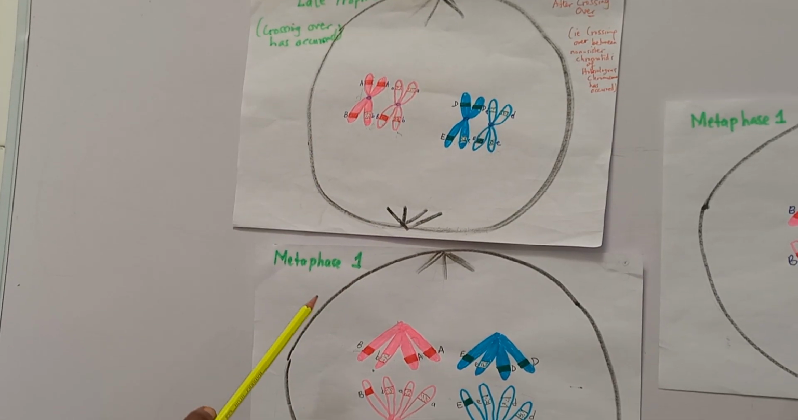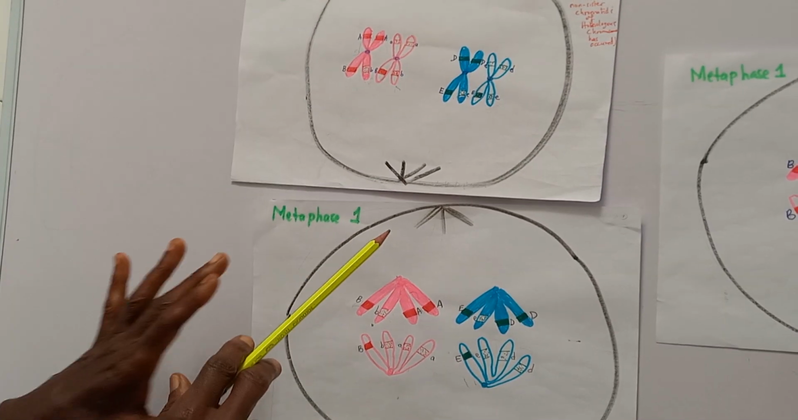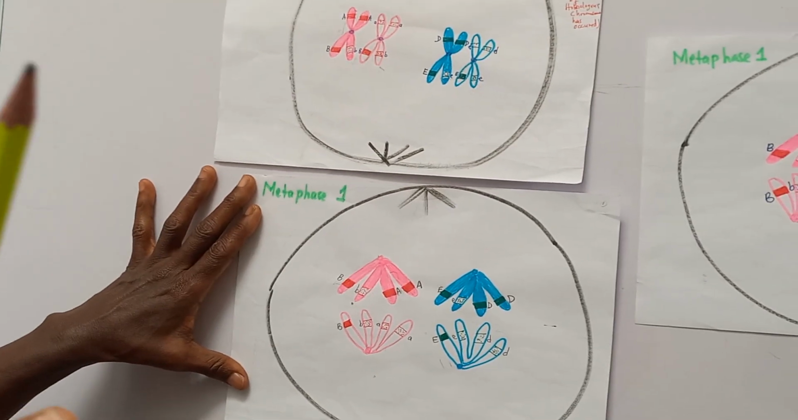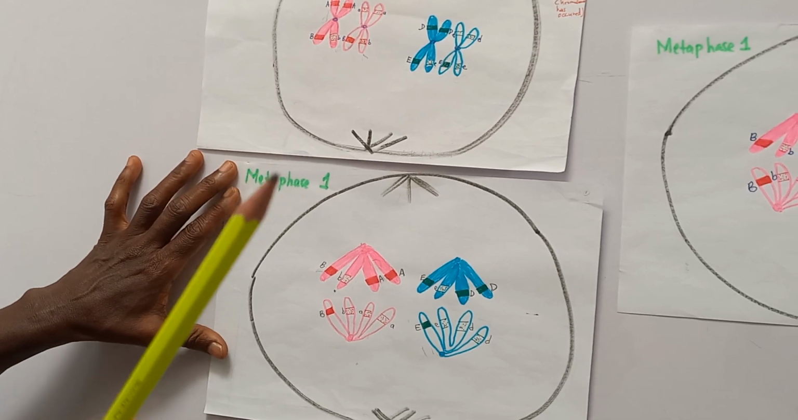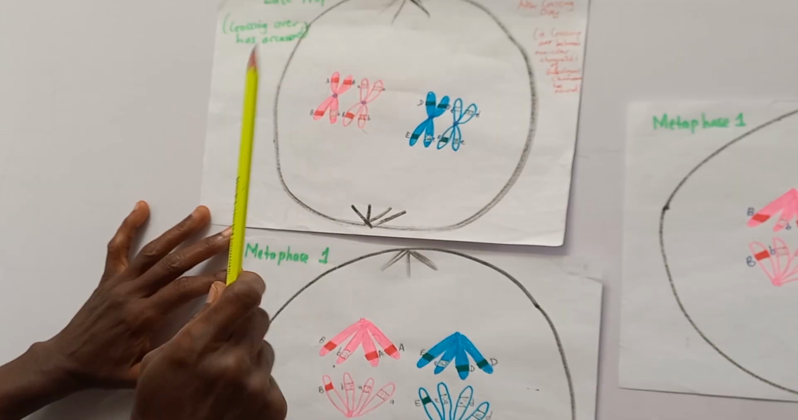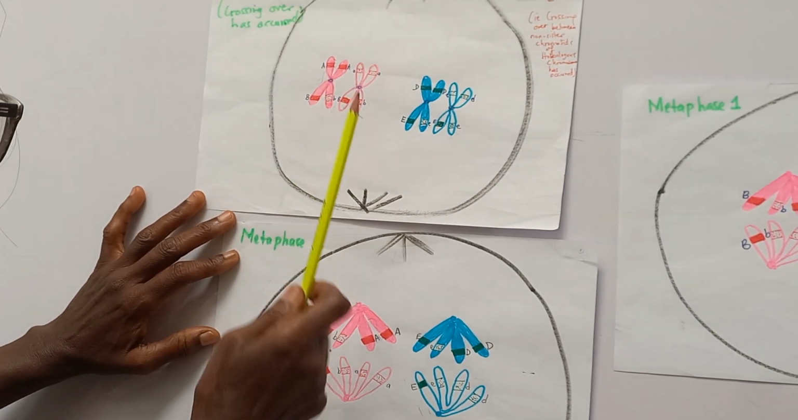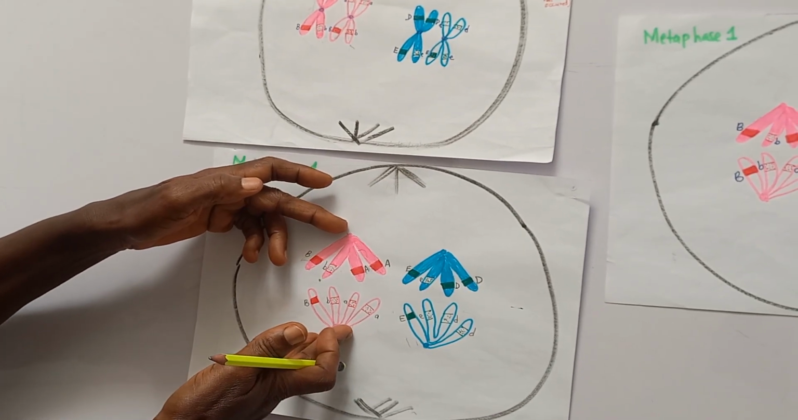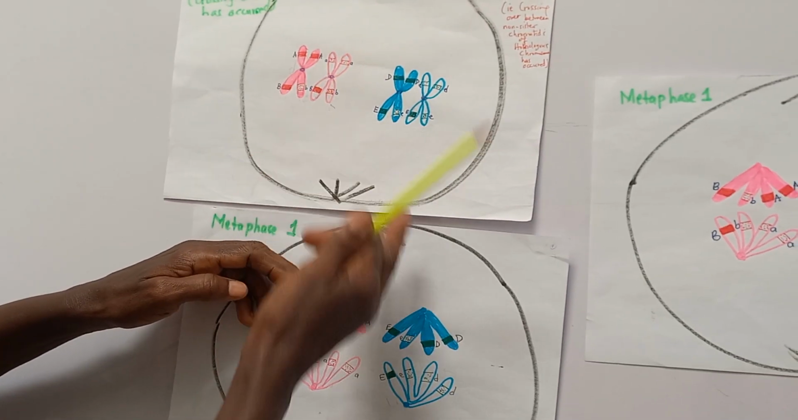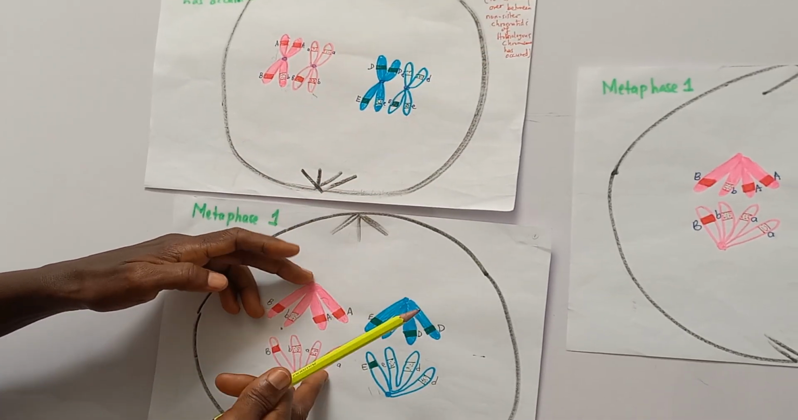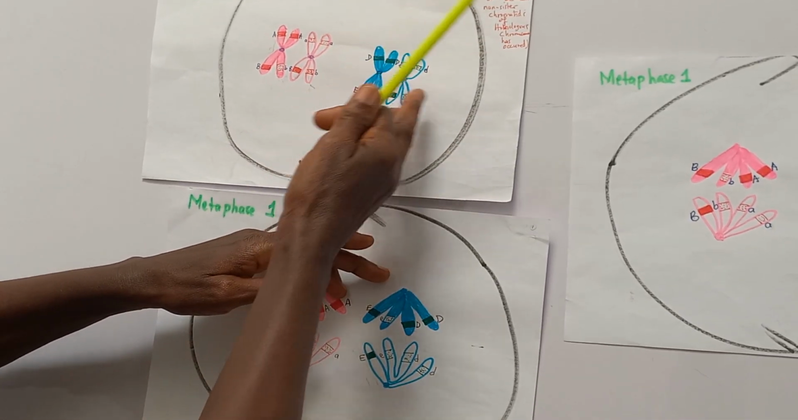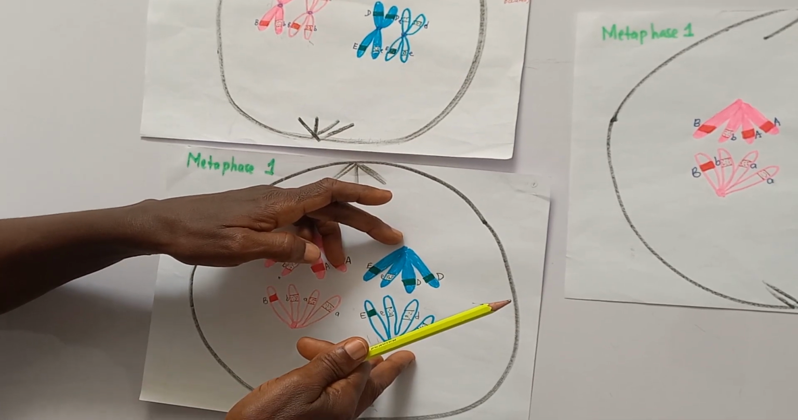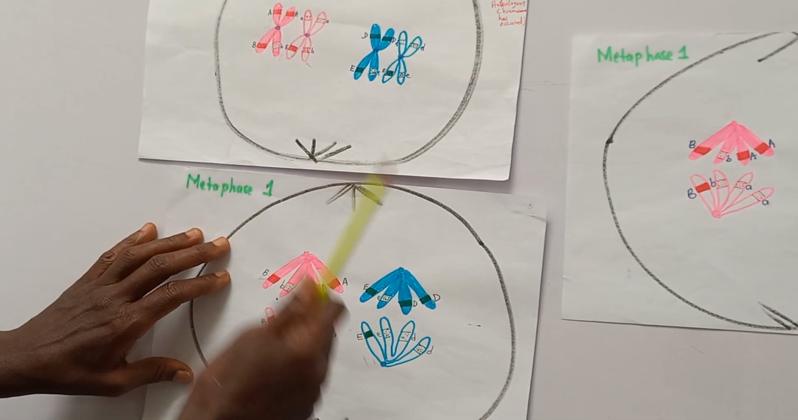We now go to metaphase 1, where independent assortment of chromosomes begins. These chromosomes are going to lie down at the equator as bivalents, and they are going to line up irrespective of how the other chromosomes line up. And that is how independent assortment starts.